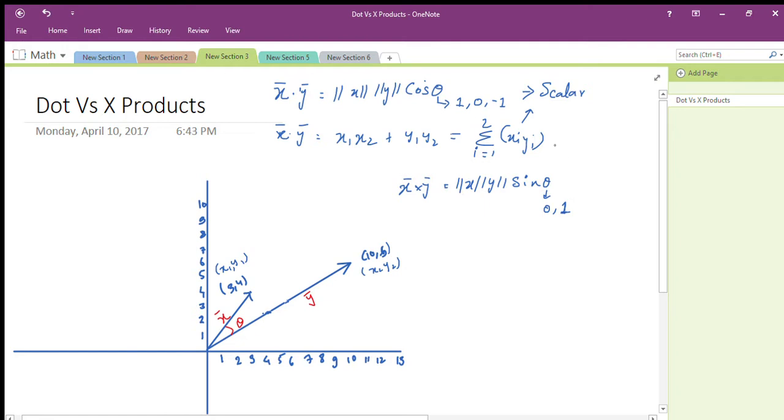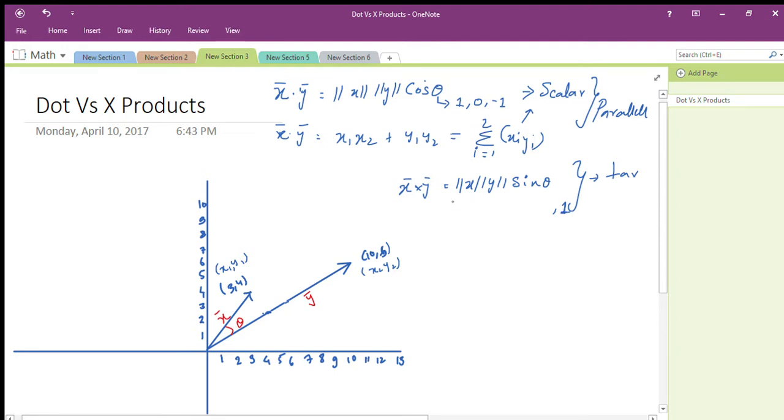So this is a sign of how parallel, forgive my spellings, and this is how perpendicular or orthogonal they are to each other, right? So this is what it is.